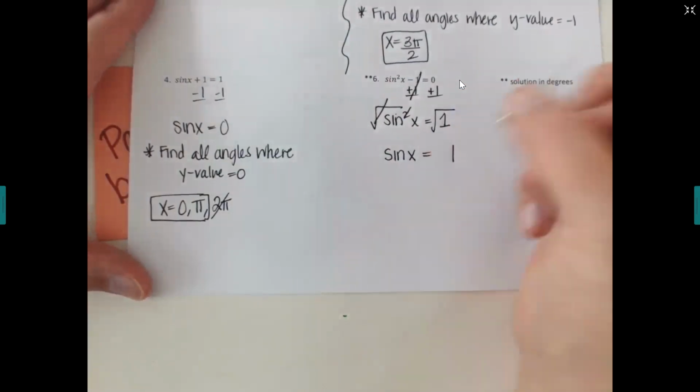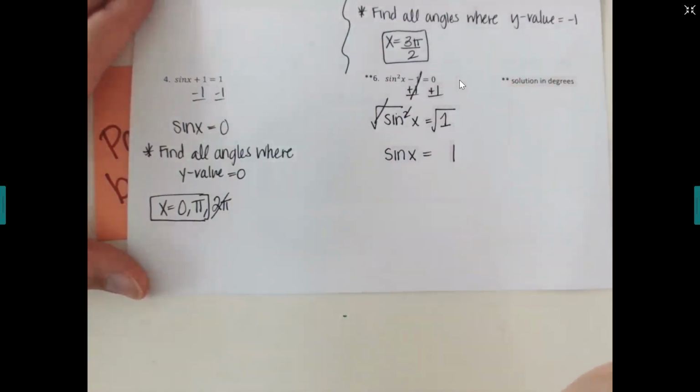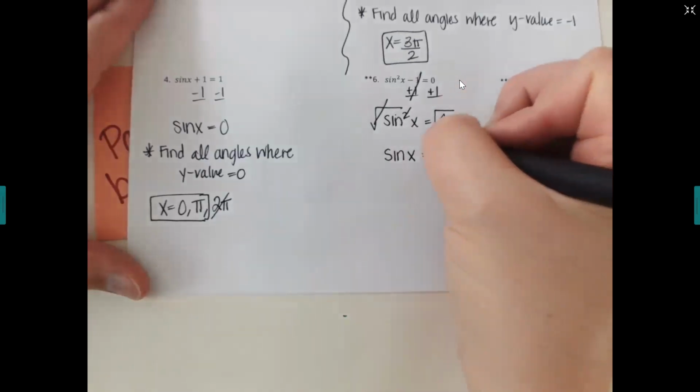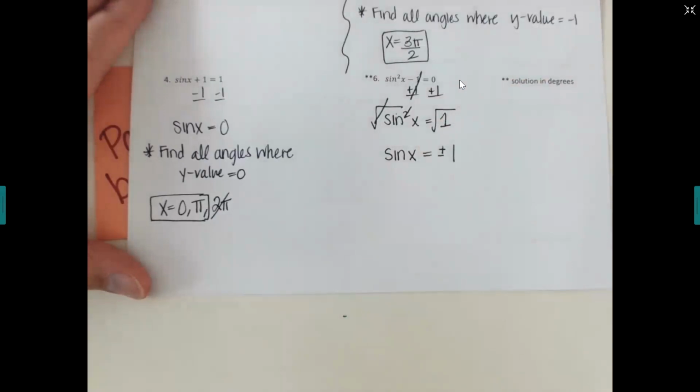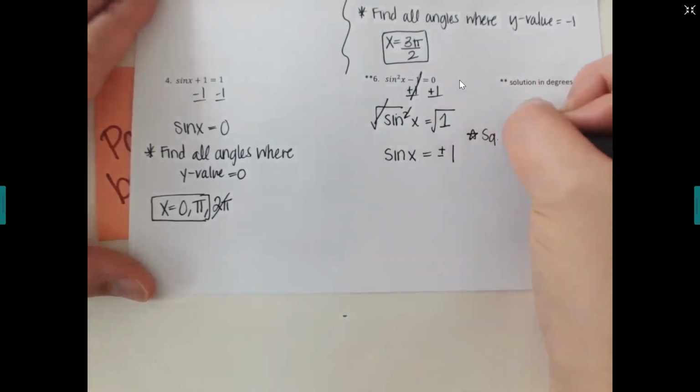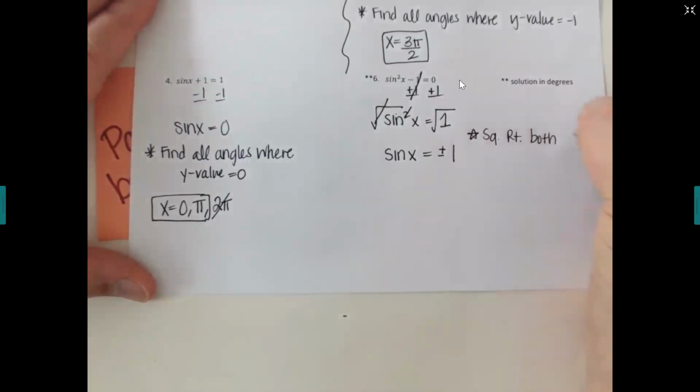Still 1, but I want you to think back to a long time ago. What do you put when you square root both sides? Something in the front here, huh? Plus minus. Plus minus, sorry. Okay, so if you want to put a note, square root both sides means plus or minus on the square root.